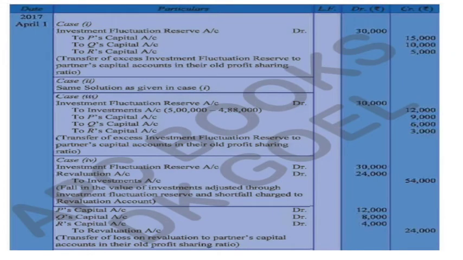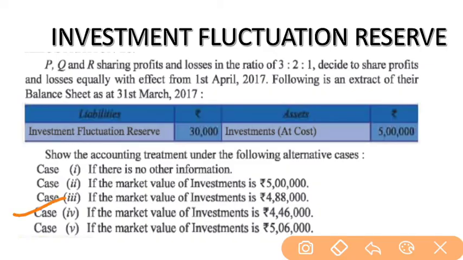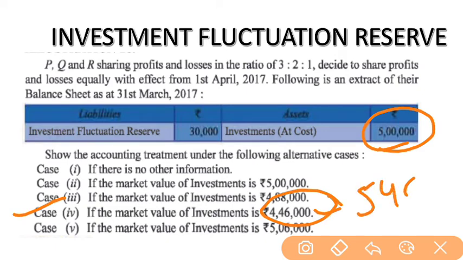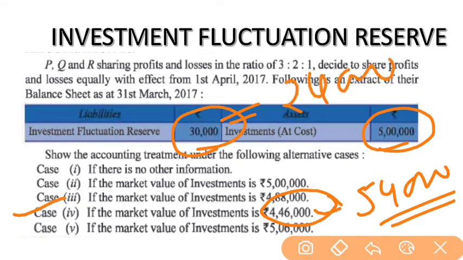Let us see case number 4. The market value of investment is 4,46,000. What was the investment cost? 5 lakh, and the market value is 4,46,000, so it is 54,000 less than the cost. And what reserve do we have? Only 30,000. So this reserve will be transferred to investment, and the remaining 24,000 will be adjusted by revaluation account, and afterwards by the partners' capital accounts.